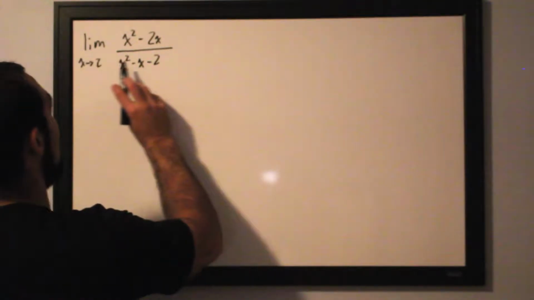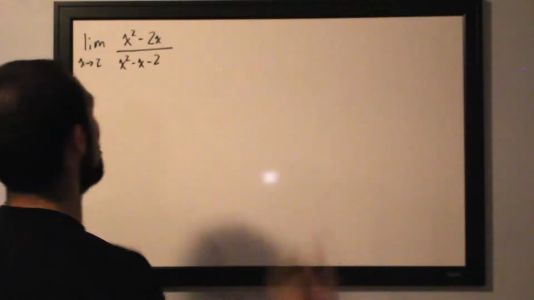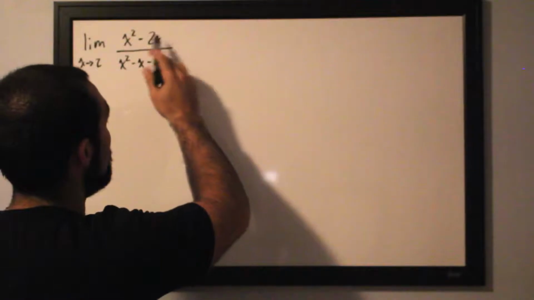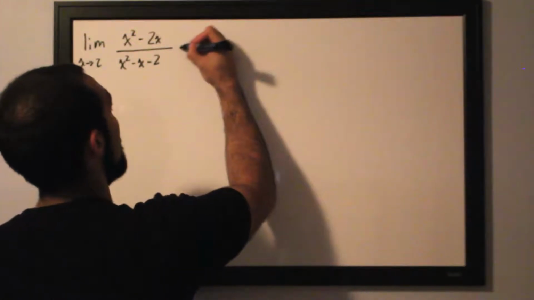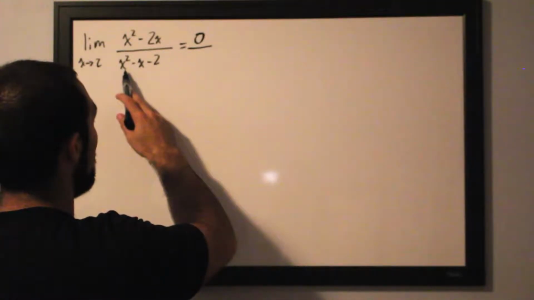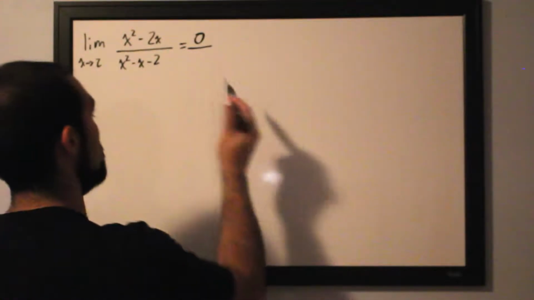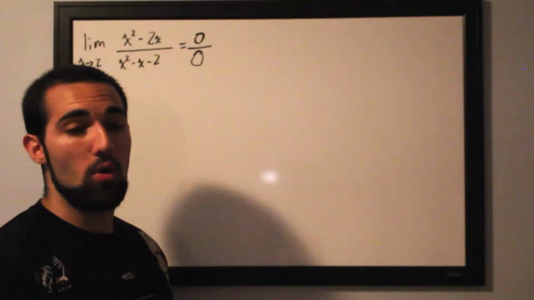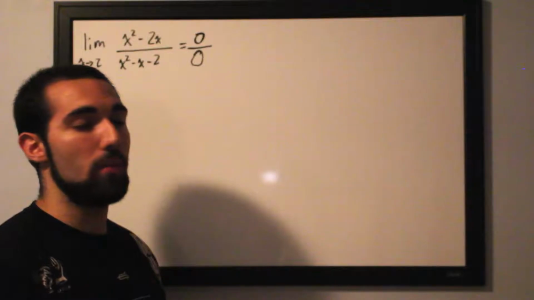So we try plugging 2 into this function. If we plug in 2, we get 2 squared, which is 4, minus 2 times 2, which is 4. So we have a 0 in the numerator. And in the denominator we have 2 squared, which is 4, minus 2, minus another 2, that is also 0. So this is of the indeterminate form 0 over 0, so we can carry on with our manipulations.